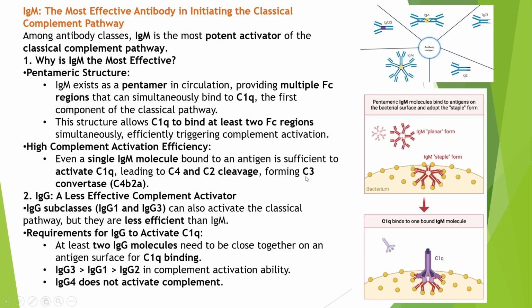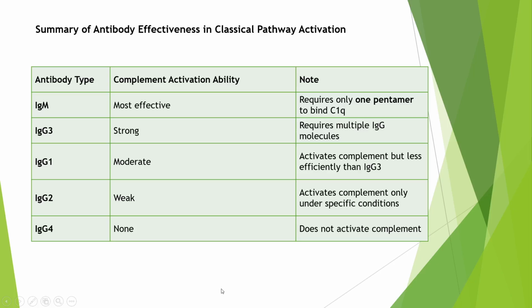So even though IgM exists as a pentamer, even a single molecule bound to the antigen is enough to activate. So that is the reason why IgM is a better, more potent activator. Then we have IgG3, which is greater than IgG1 and similarly greater than IgG2 in activating the complement system. IgG4 does not activate the complement system.